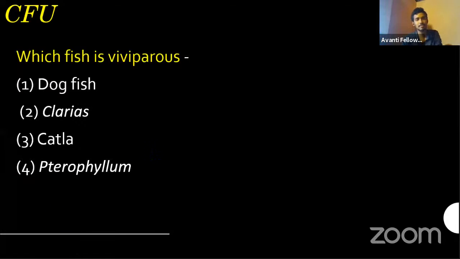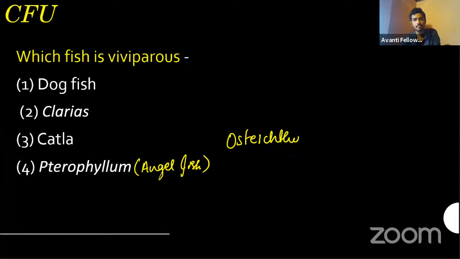So I will ask a simple question. What is the common name of the Pterophyllum? Common name of the Pterophyllum. Angelfish. Correct. And which class does it belong to? Which class does it belong to? Osteichthyes. You know that. Osteichthyes.